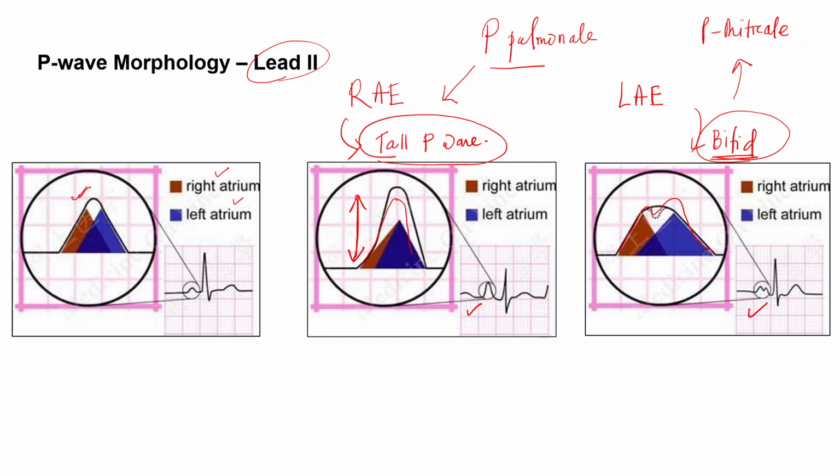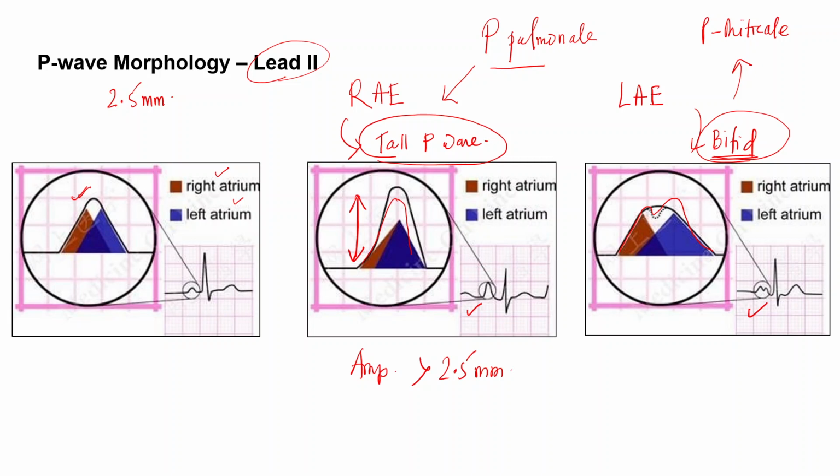Okay, so this is about the morphology. But if you go to the numbers, I told the normal amplitude in lead 2 is 2.5 mm. Normal amplitude will be 2.5 mm. And here in case of right atrial enlargement, the amplitude will be more than 2.5 mm. In case of left atrial enlargement, the amplitude is not increasing. It is the duration that is increasing.